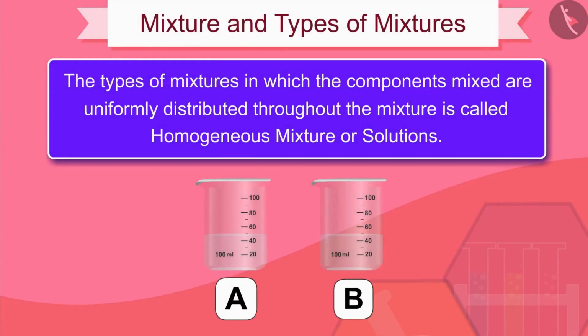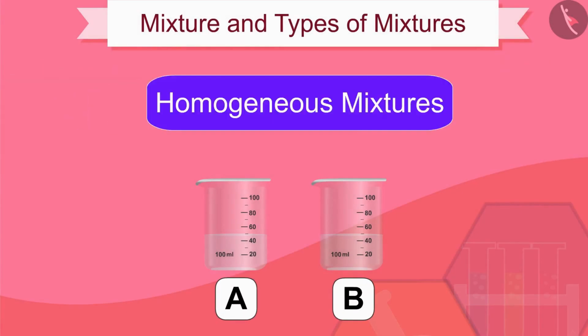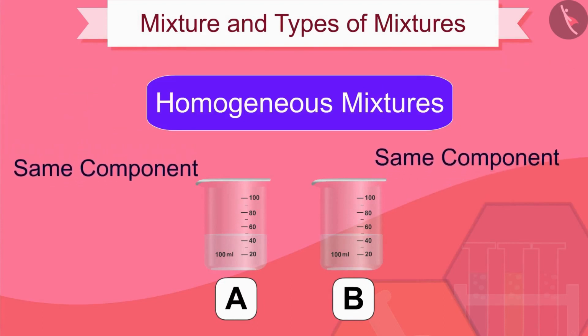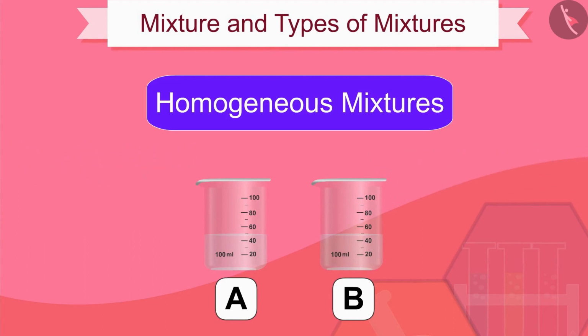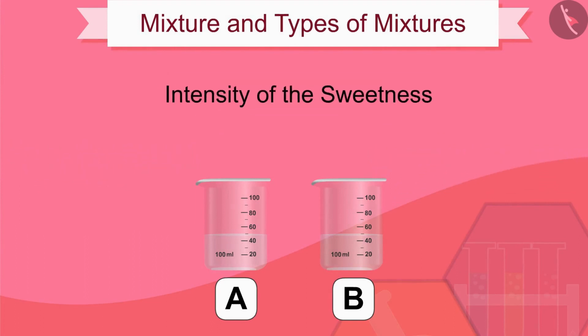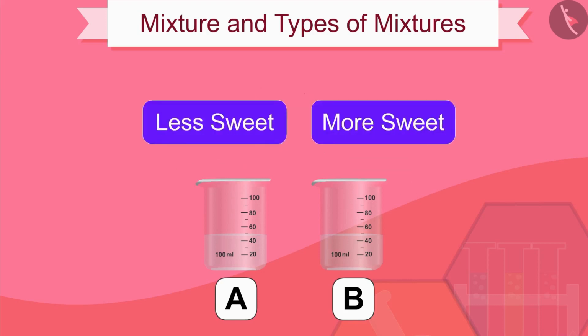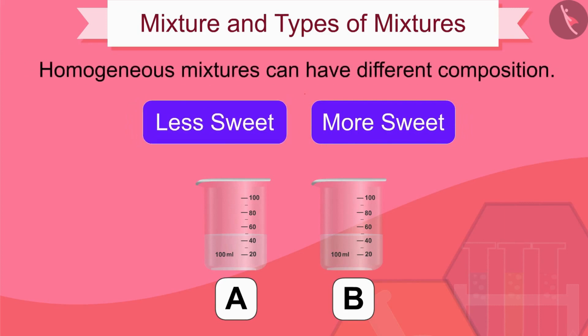Mixtures A and B are both homogeneous mixtures made from the same component. But if we look at the intensity of the sweetness of the beaker A and B mixtures, we will find that they are different. As a result, we can see that homogeneous mixtures can have different composition.